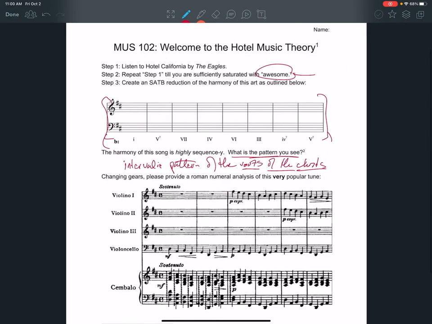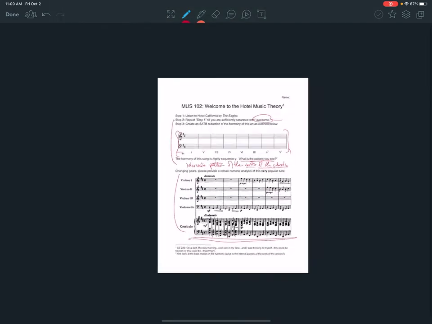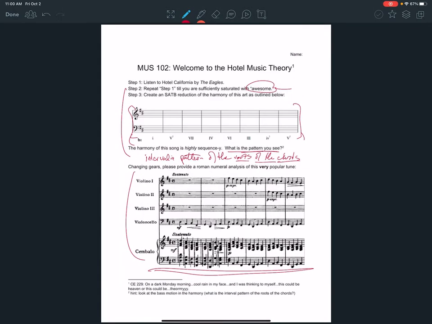Below here, it's the opposite. This is Roman numeral analysis of a very popular tune. It's Pachelbel's Canon. Both recordings for these two should be listed on the Shobi website also. So this is the opposite. You're not reverse engineering it, you're actually analyzing it, right? And then looking at that music and seeing the sequential pattern if you see one pop out. Okay?